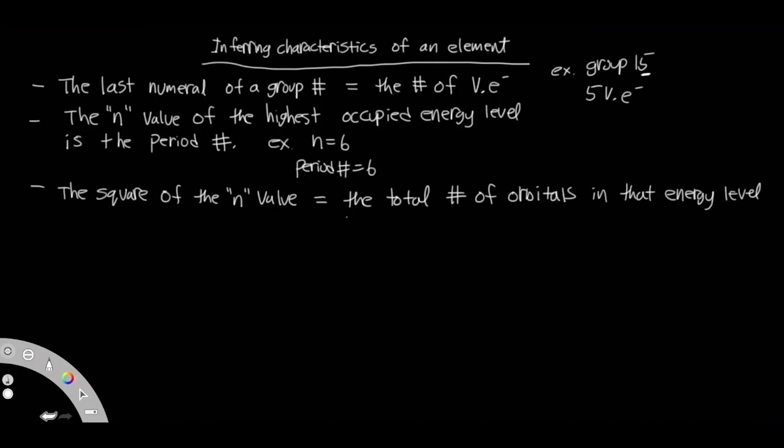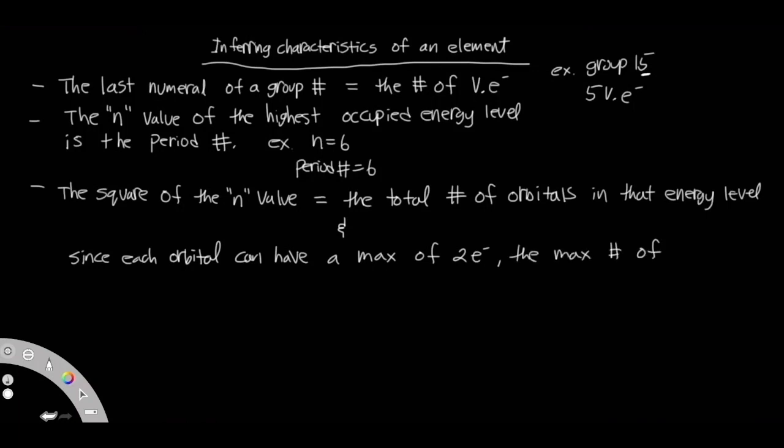Let's look at an example, because this is going to be paired up with a premise here where, since each orbital can have a max of 2 electrons, the max number then in any principal energy level is 2n squared.